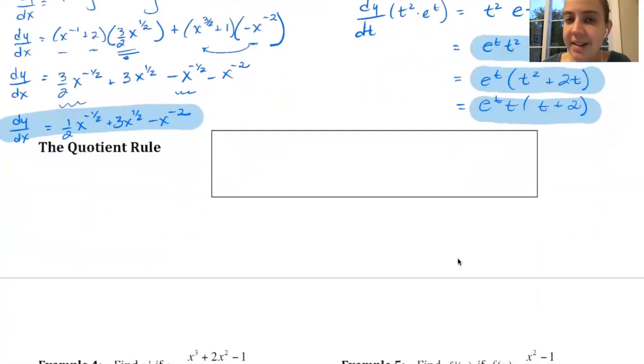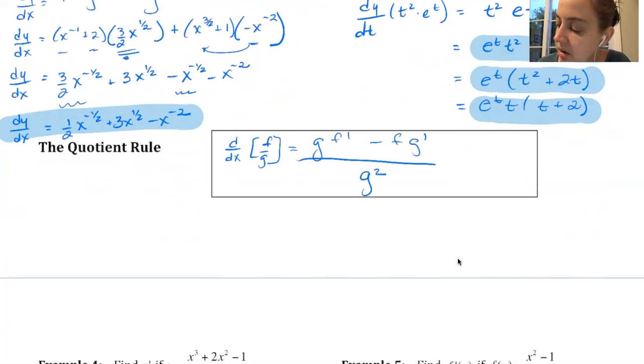Quotient rule, that takes care of things being divided. Now, if I'm looking for the derivative of f over g, this one's a little bit longer. I'm just going to jump right into that shorthand notation. It's g f prime minus f g prime over g squared. G is on the bottom, always on the bottom. So the bottom times the derivative of the top minus the top times the derivative of the bottom, over the bottom squared.